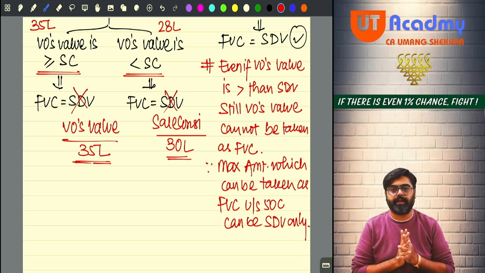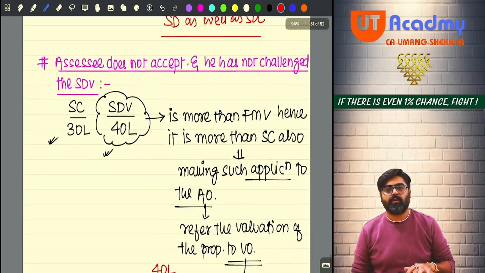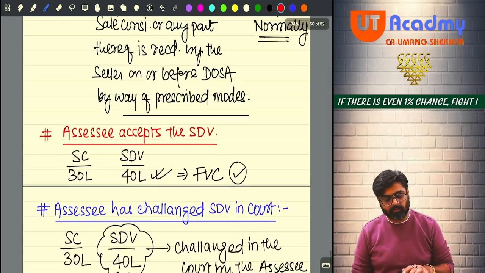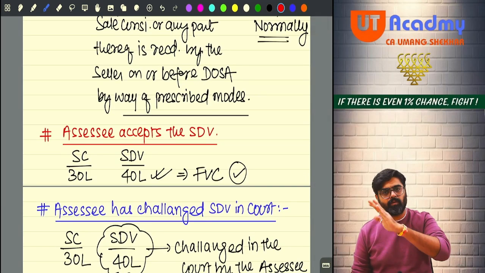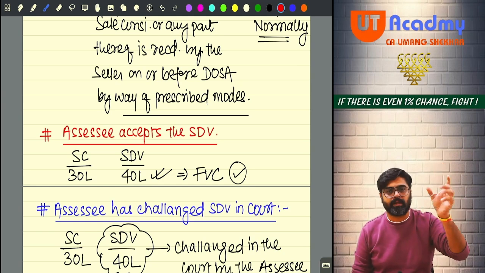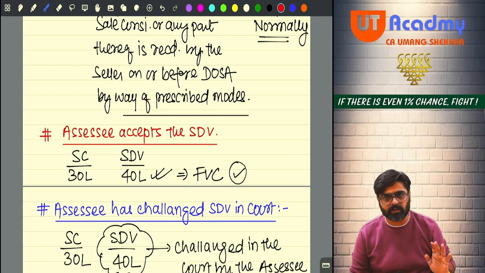This was your 50C. First story: do you accept the stamp duty value? Yes. Take that stamp duty value for 50C. If that is more than the sale consideration and the difference between both these amounts is more than 10% of sale consideration, then the stamp duty value which you have accepted can be taken as your full value of consideration.